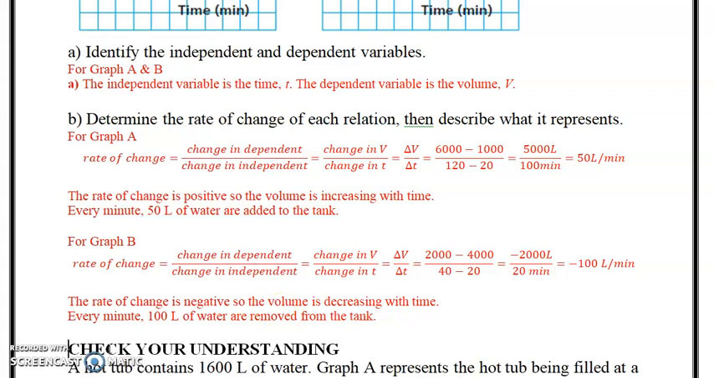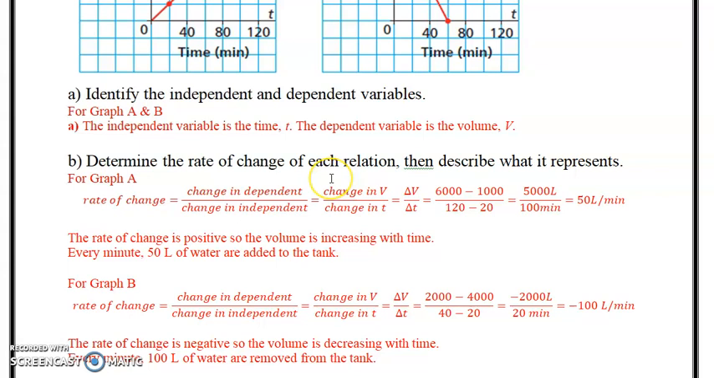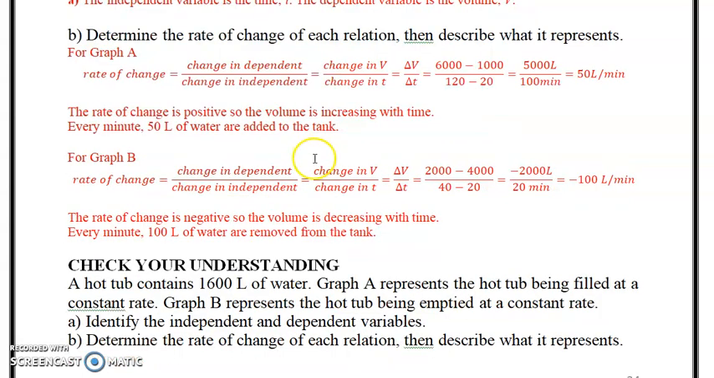Okay? And this is called slope. Rate of change is going to be your slope, and we're going to learn that again later on in the chapter. All right, so that's it for me.